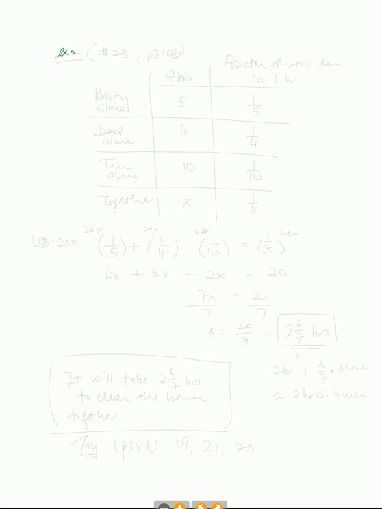As a second example, I thought it would be interesting to look at number 23. This is found on page 348 of your textbook. The story goes that Christy can clean the house in 5 hours, and her father can clean the house in 4. So there's a few people involved here. There's Christy, and the number of hours that she can do it alone. Christy alone is going to take 5 hours. Dad alone, the father alone, is going to take 4.